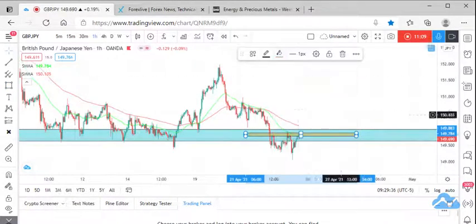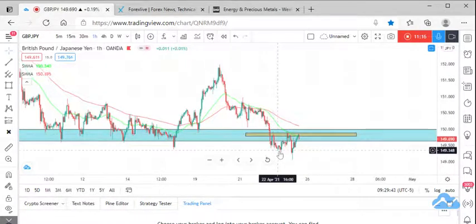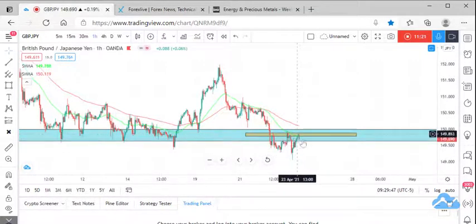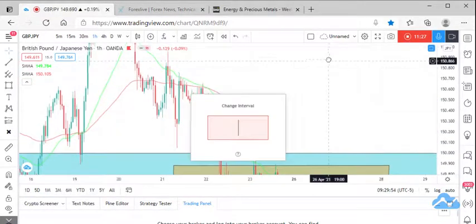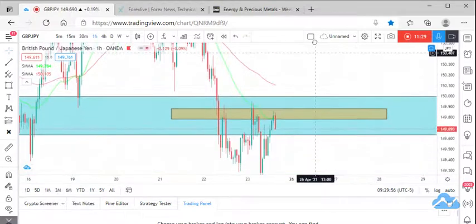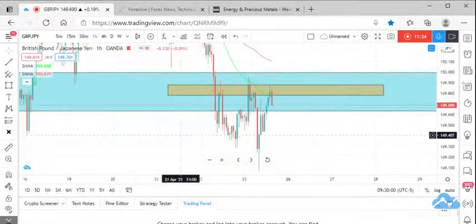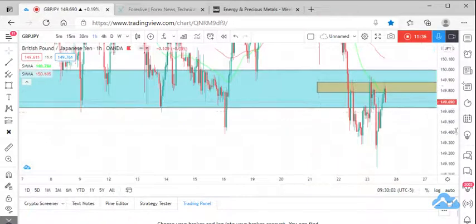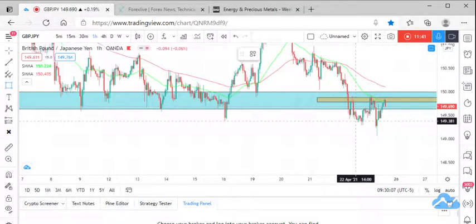As you see in this area, we had price come up, touch this area, reject, come back up, touch this area, reject, come back up, touch this area, and this looks like when the market closed last week. When the market closed last week, price rejected it. So I mean, this is how this trade looks for me personally.